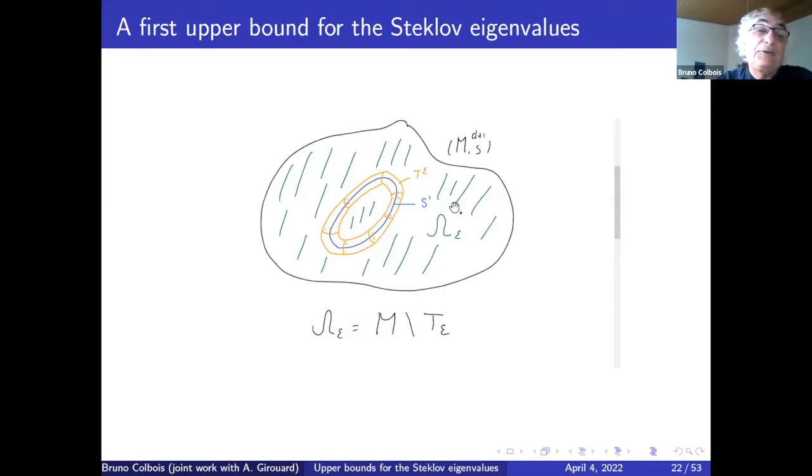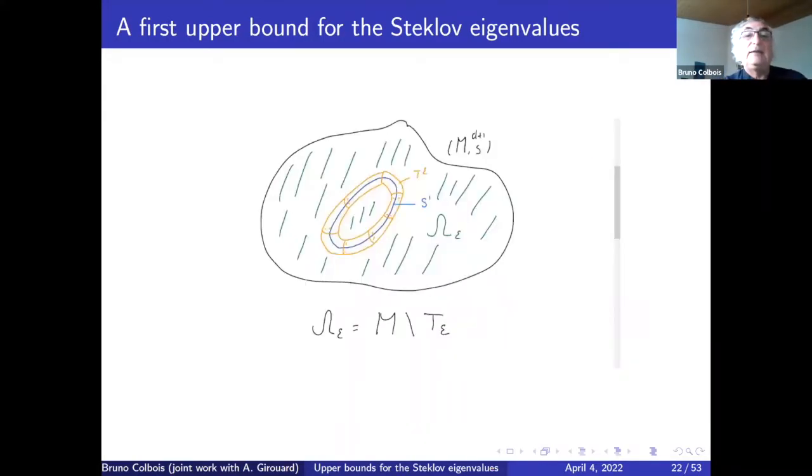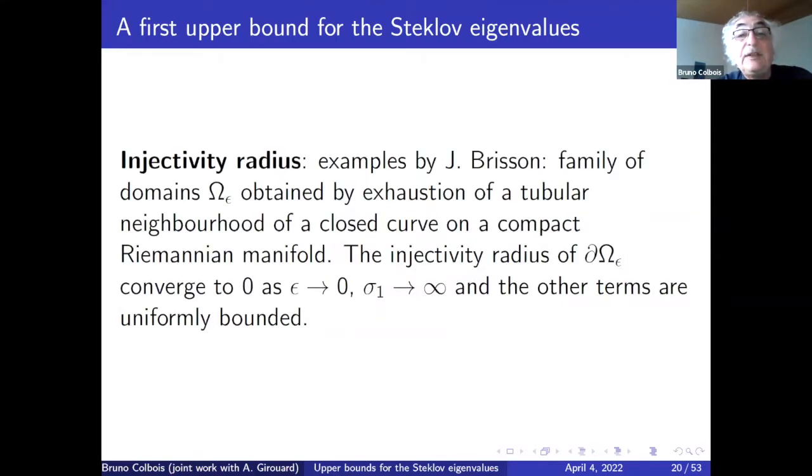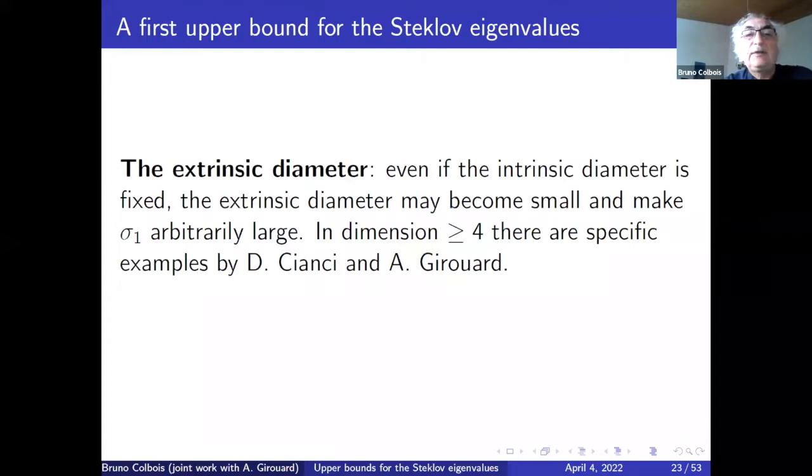But the injectivity radius, of course, this is a cylinder, a very small cylinder, and the injectivity radius of a very thin cylinder goes to 0. And so you see that you need to take into account the injectivity radius. So the last quantity is the extrinsic diameter, which was not present in the result by Croke. And in fact, you need to take this into account.